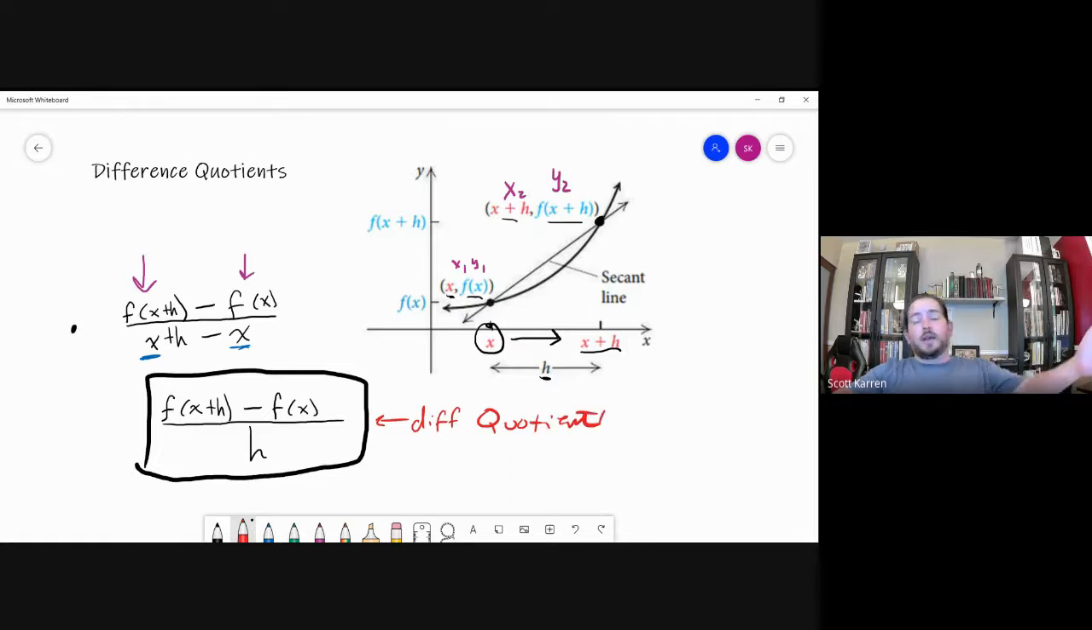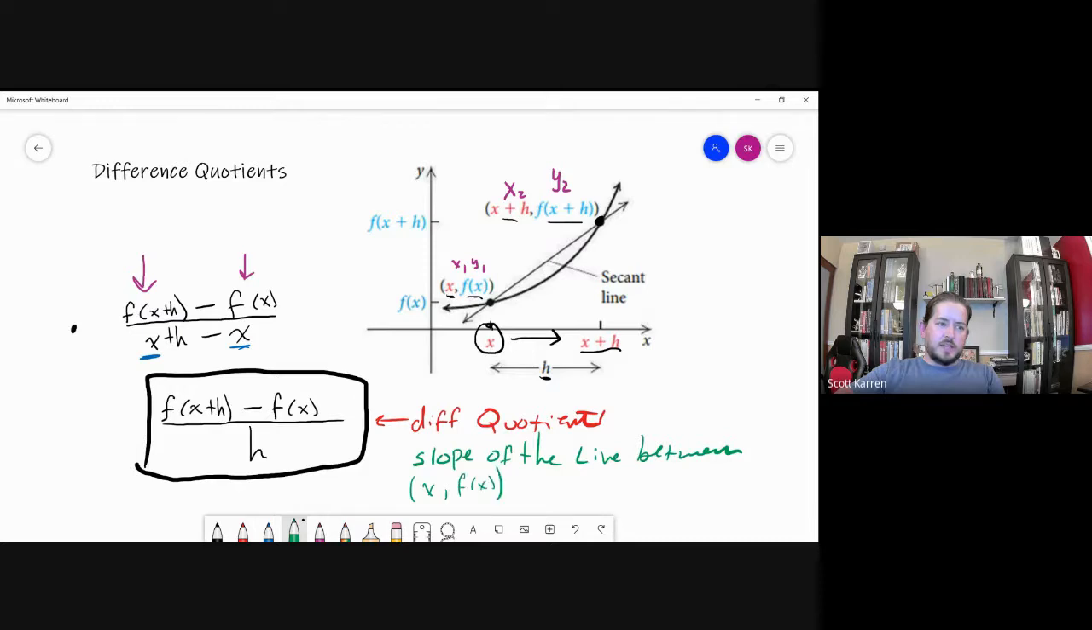Okay. And as you might guess, because I wrote that y2 minus y1 over x2 minus x1, that is the definition of a slope. And so this tells you essentially the slope of the line between the point x and f of x and some point h units to the right. So, x plus h, and then the function evaluated at that point. Okay.